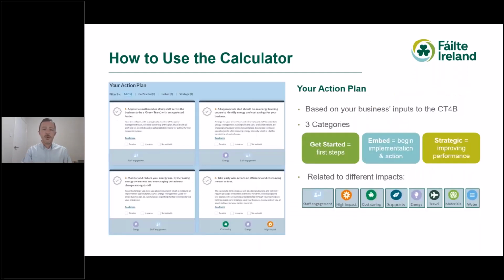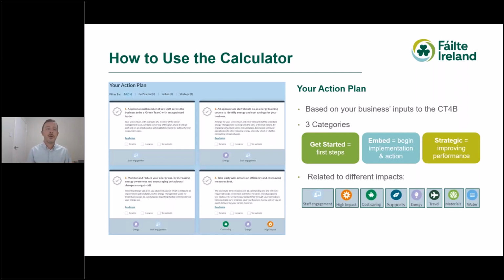And on that note, there's an action plan. So in addition to getting a carbon footprint calculation for your business, there's also a dedicated action plan which breaks down certain steps that can be used to take the information you've just gained and use it to improve the sustainability of your business. And these are broken down into 3 main categories, depending on how experienced you are.